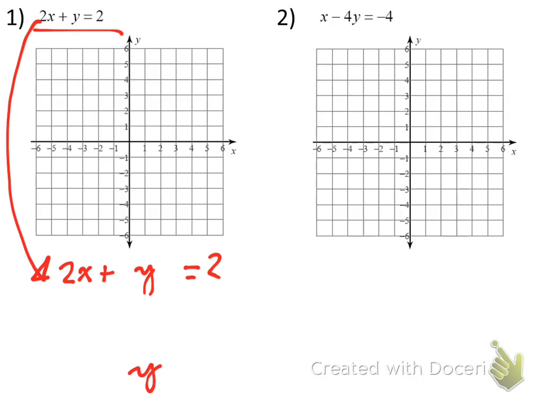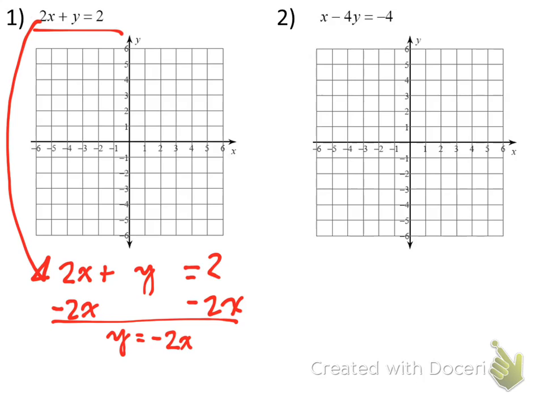Over here, y is not by itself. Is y by itself? No. So I want to get rid of everything that's by y, so I'm going to subtract 2x from both sides. So you get y is equal to minus 2x, because the x is first and y is equal to mx plus b. And then we add 2 because we have that plus 2 there. So we got y is equal to negative 2x plus 2.